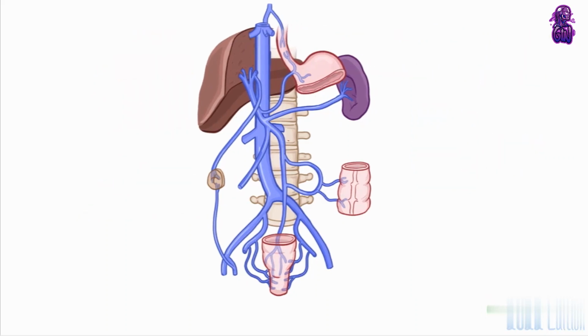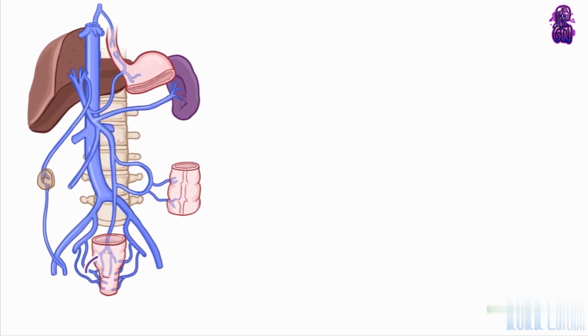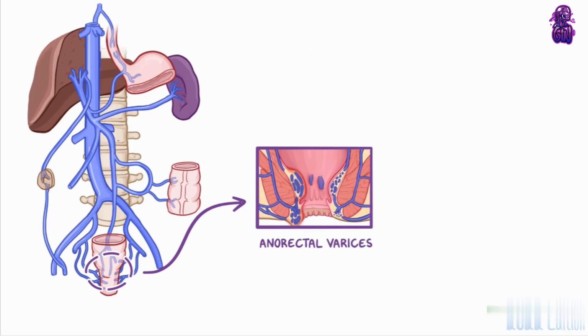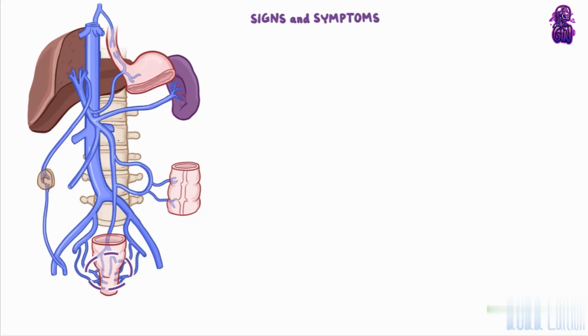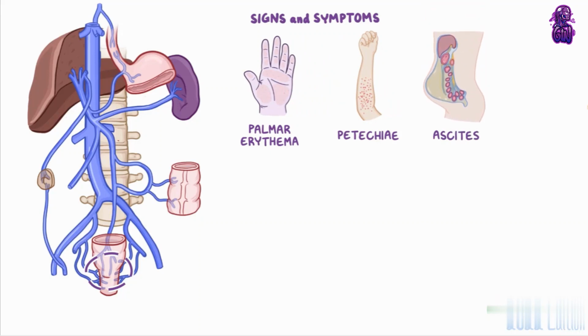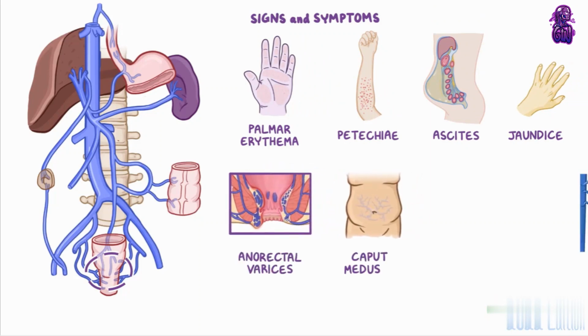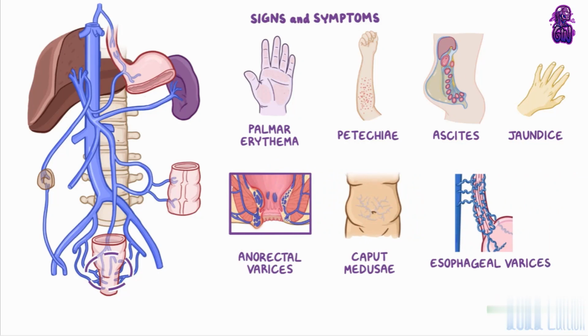There is another portosystemic anastomosis in the rectum, which in the case of portal hypertension can lead to anorectal varices. Some other signs and symptoms of liver cirrhosis include palmar erythema, petechiae, ascites, and jaundice. These might be present in addition to the signs of portal hypertension as we discussed: anorectal varices, caput medusae, and esophageal varices.